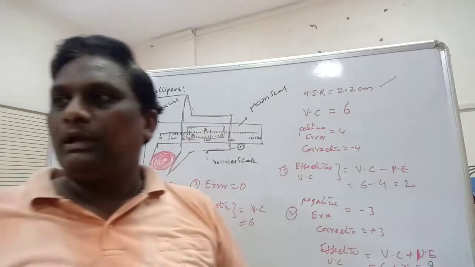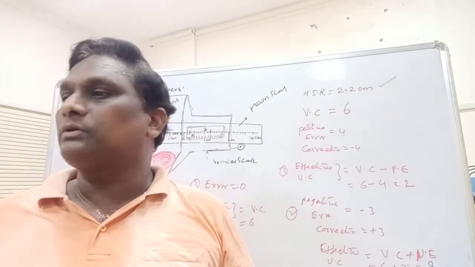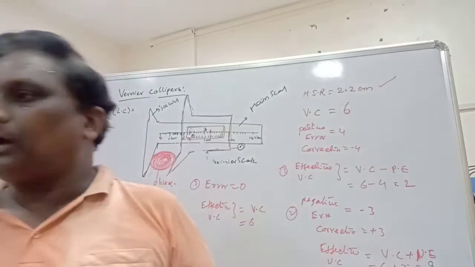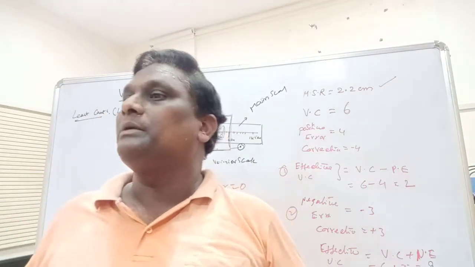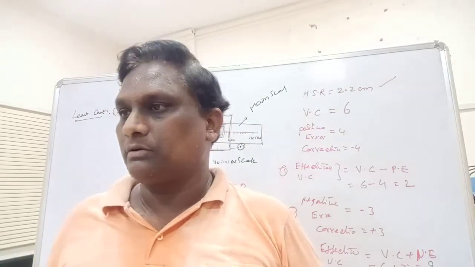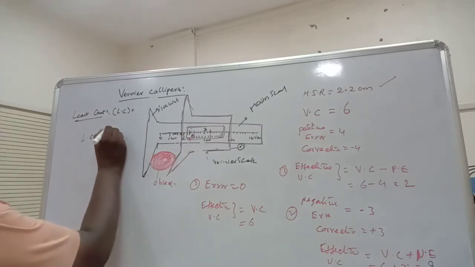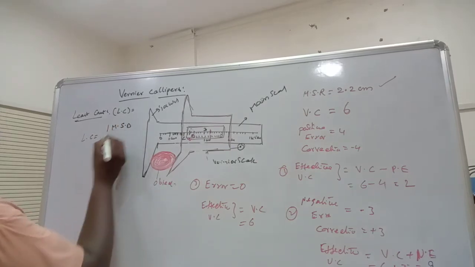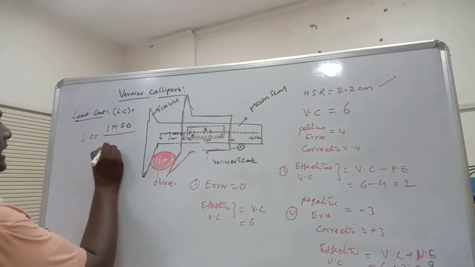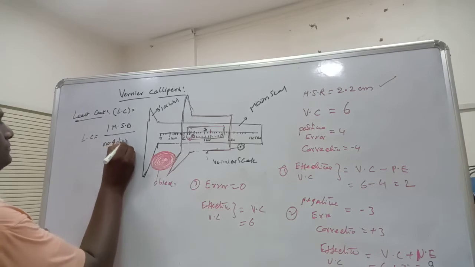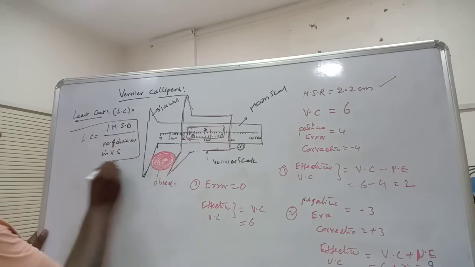Least count means the minimum value of the instrument which we have to calculate. For example, for an ordinary scale, what is the minimum value you have to calculate? 1 mm. But for Vernier calipers, what is the minimum value that you have to find out? That is the least count. So least count is equal to 1 MSD, 1 main scale division, divided by the number of divisions in the Vernier scale. Very important formula.